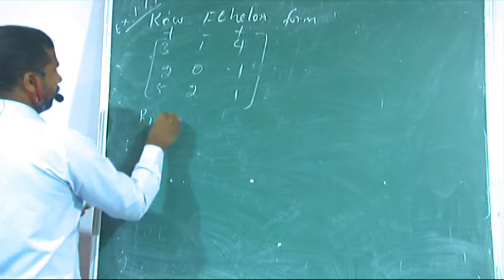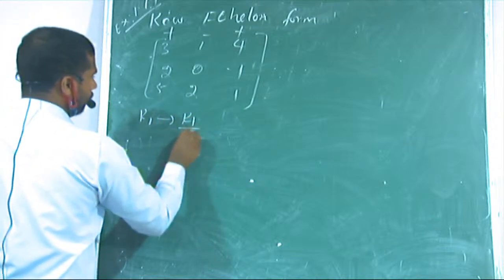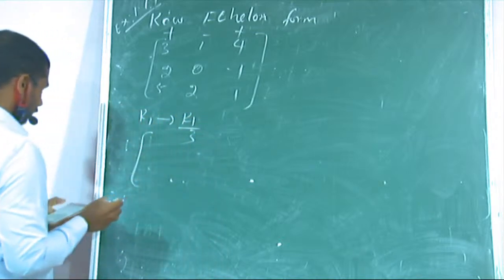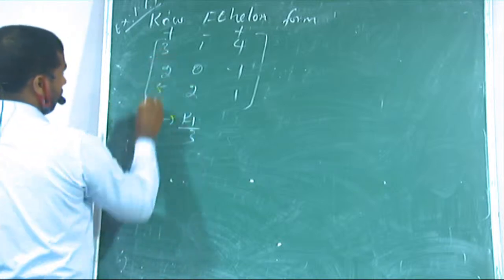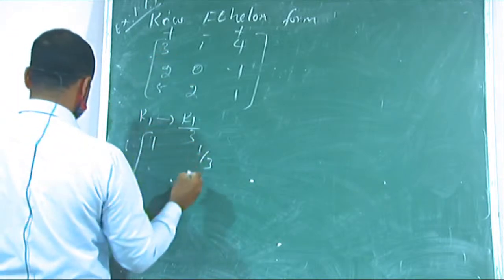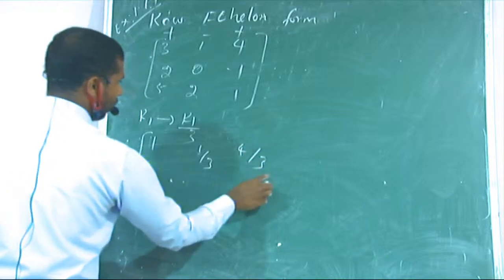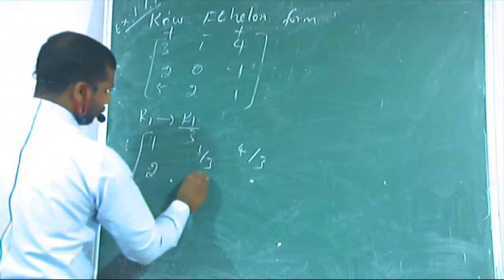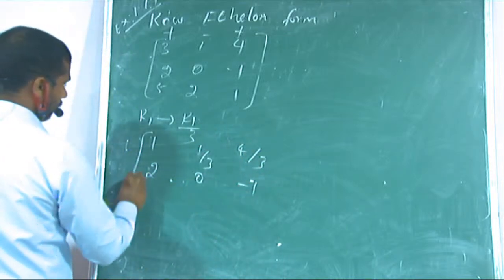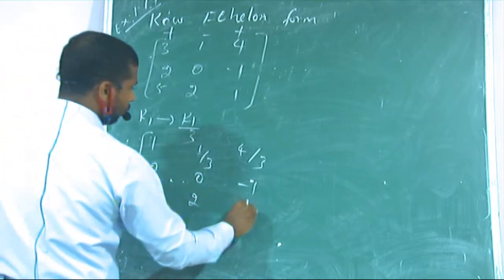R1 divided by 3, what will happen? 3 by 3, 1 will come. Again 1 by 3 and 4 by 3. R2, R3 as it is: 2, 0, minus 1. Then 5, 2, 1.